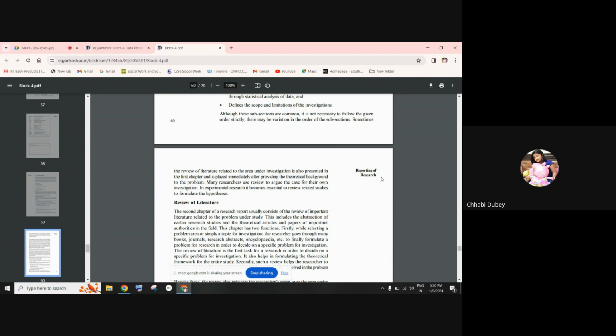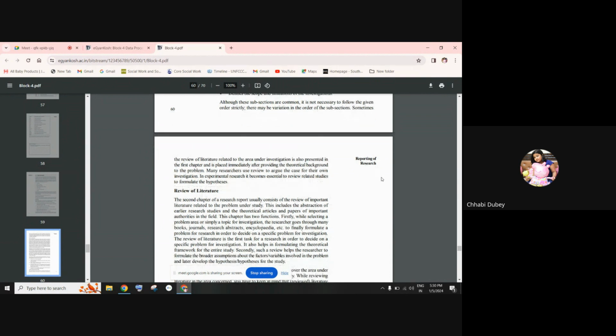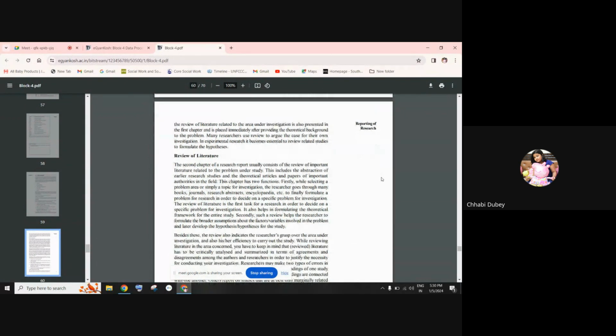Secondly, such a review helps the researcher to formulate the broader assumptions about the factors involved in the problem, and these can be later developed to form the hypothesis of the study. So that is why literature review is very important. And the review also indicates the researcher's grasp over this area.